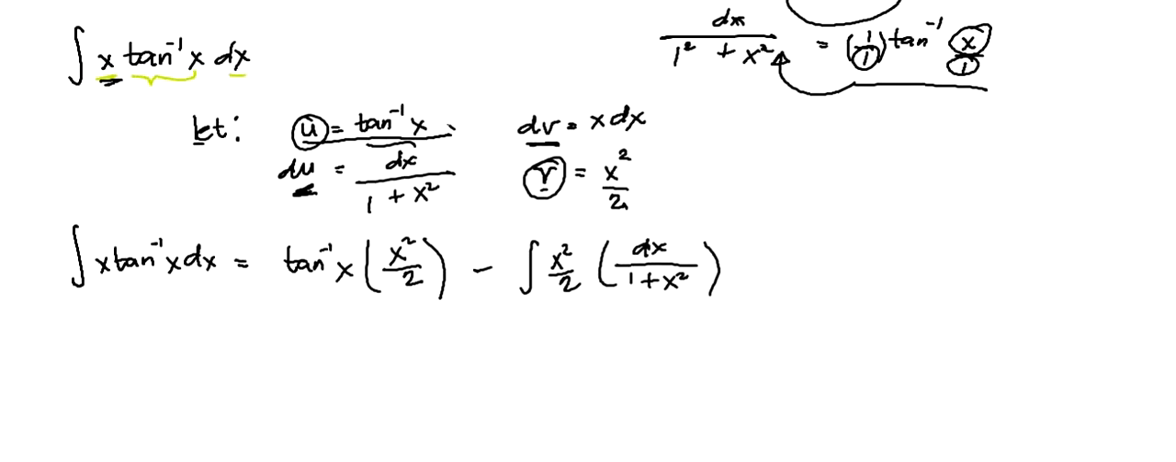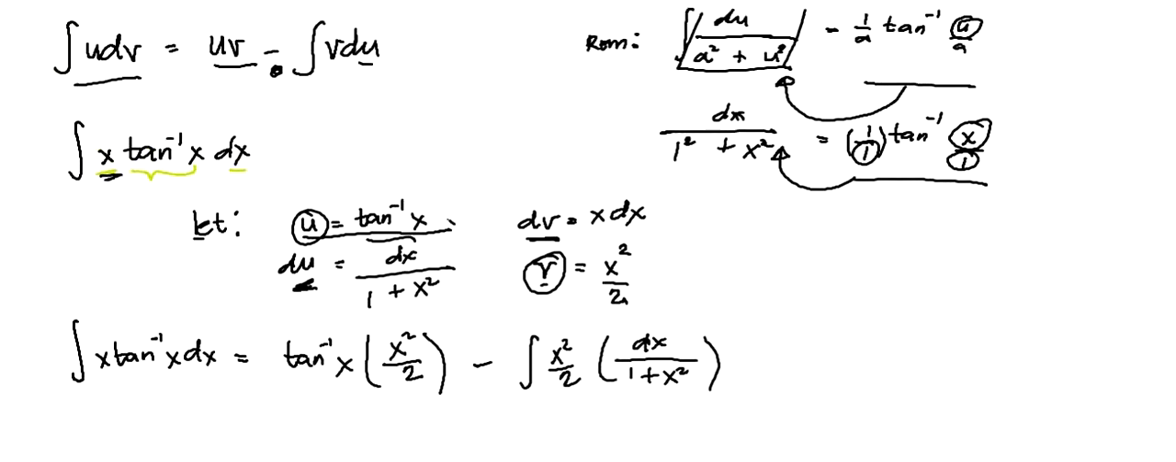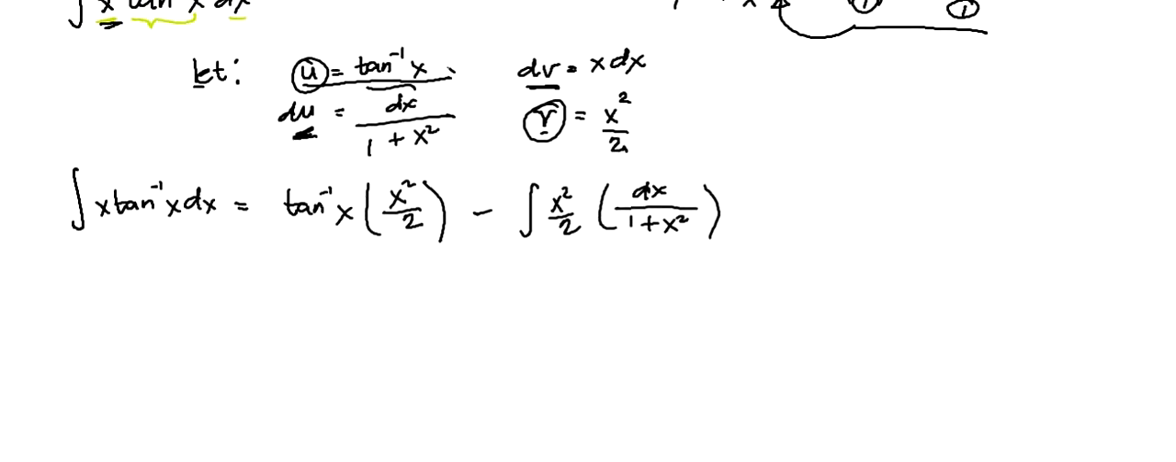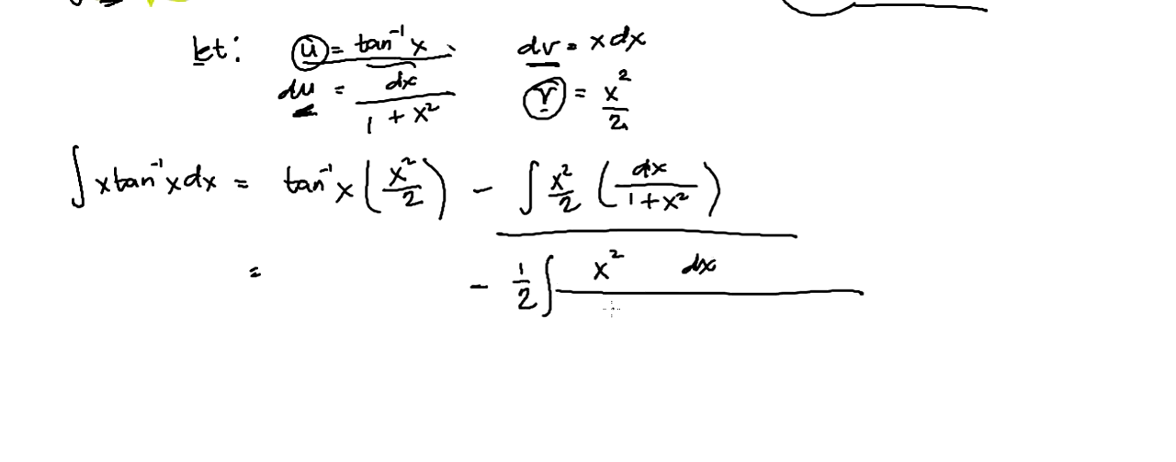So where are we? After doing the integration by parts, we will now try to solve this integral. Let us first simplify our equation. Let's move the constant 1/2 outside. So we have x squared dx all over 1 plus x squared, right?